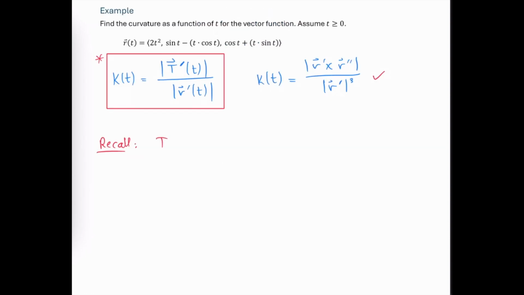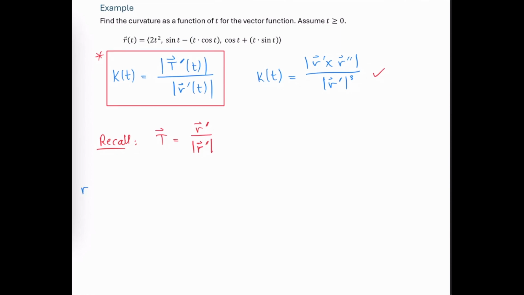So let's recall that the unit tangent vector can be determined by looking at the derivative of the position vector and then dividing that by the magnitude of the first derivative. So the unit tangent vector is a unit vector in the direction of the tangent line. So let's calculate the first derivative of the position vector function. Now, we'll be differentiating each of the individual components, and some of the components have a lot going on, so let's give ourselves plenty of space.